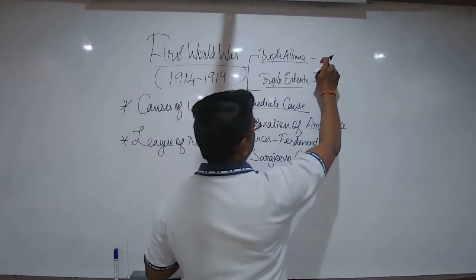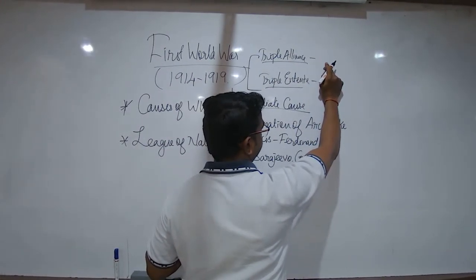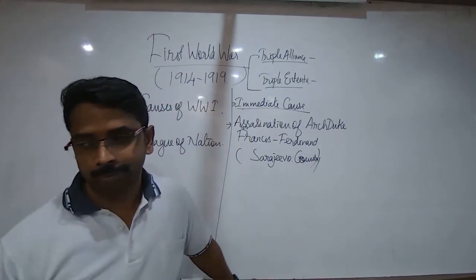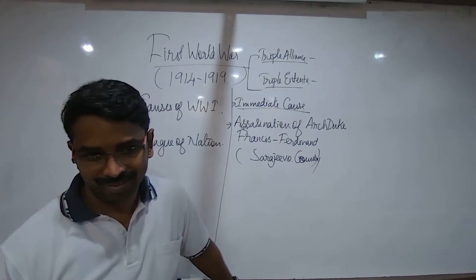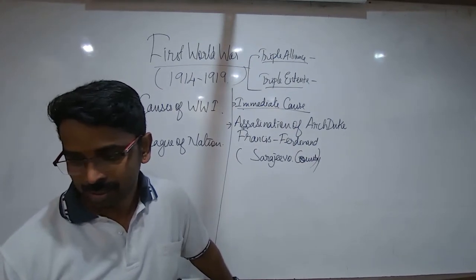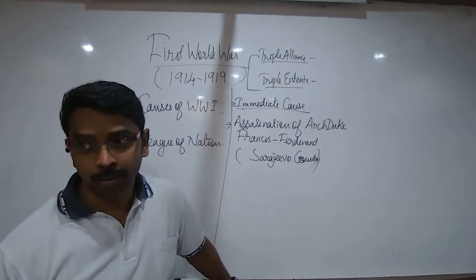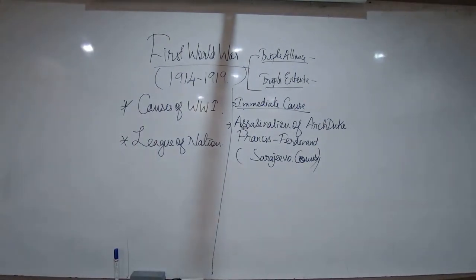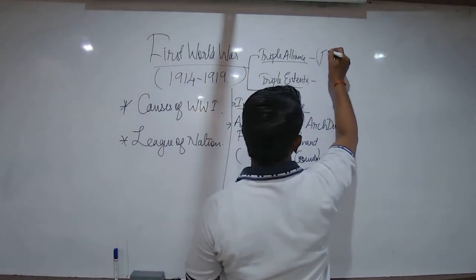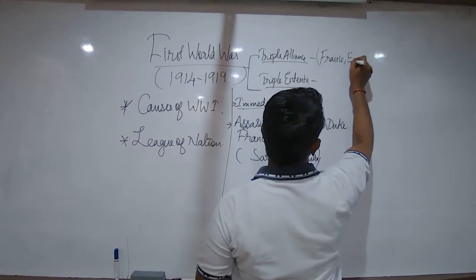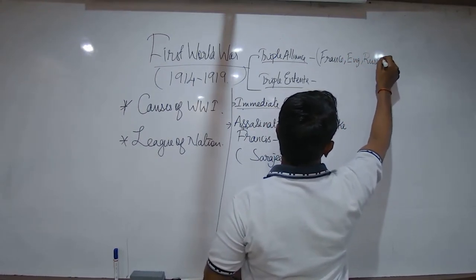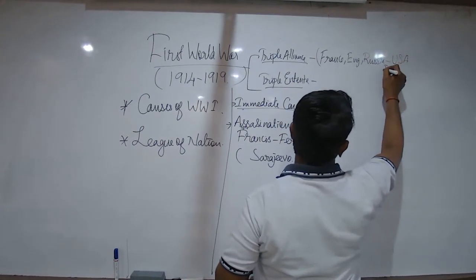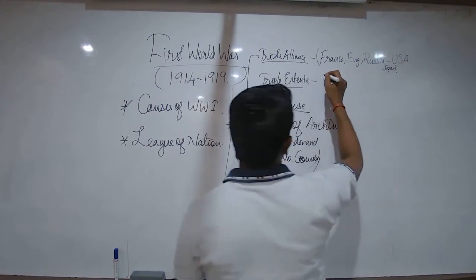Turkish. Tell me for Triple Alliance quickly. Give the textbook to Shruti. At least you have to say that much. Give it to her. It is France, England, Russia. In the Alliance, France, England, Russia, and later joined by US and Japan. Japan. And in Triple Entente?